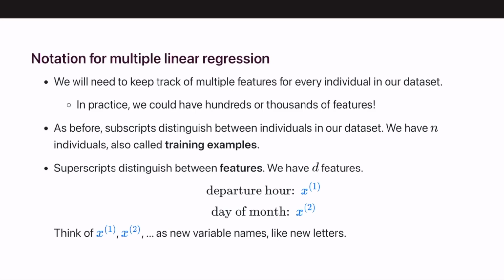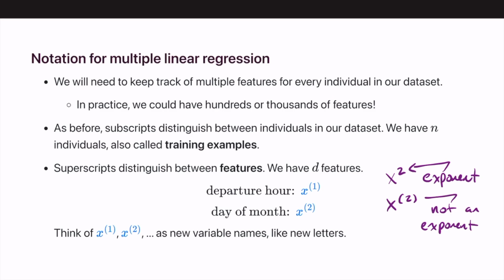So note that if you have x squared, this is an exponent, and if you have x with a subscript 2, that is not an exponent. Make sure you see that and realize it so you don't make a mistake on an exam or anything. These subscripts are not exponents. They are talking about the number of features that we have.